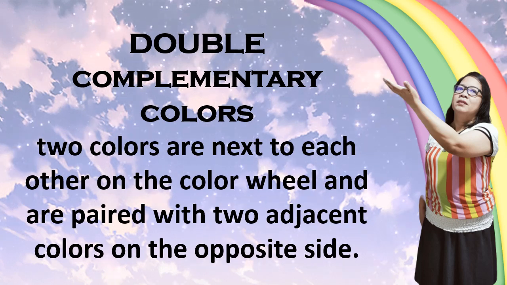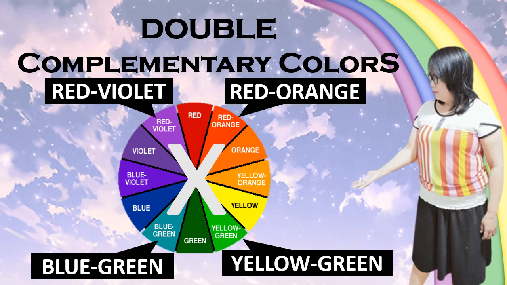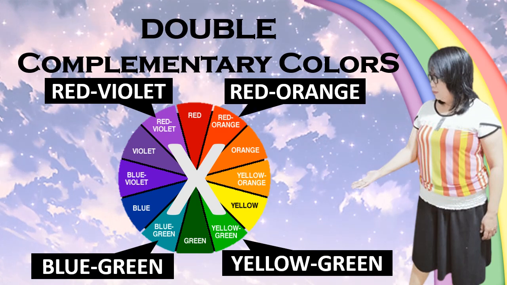Double complementary colors. Two colors are next to each other on the color wheel and are paired with two adjacent colors on the opposite side. Let us look at my example of double complementary colors. We have violet and yellow, orange, and blue. Here is another example of double complementary colors. We have red-violet and yellow-green, red-orange, and blue-green.